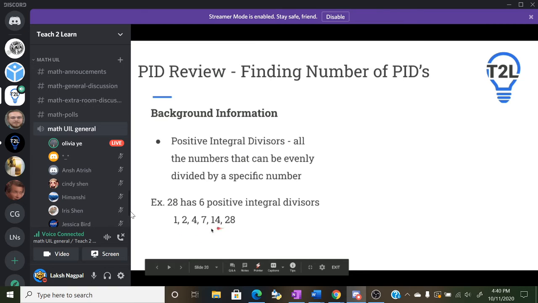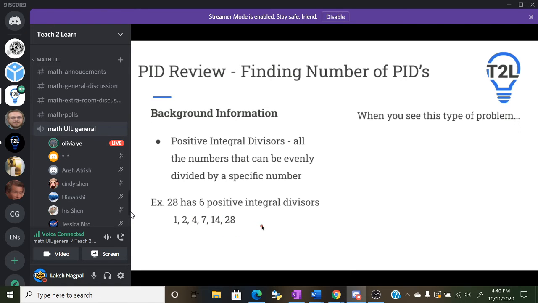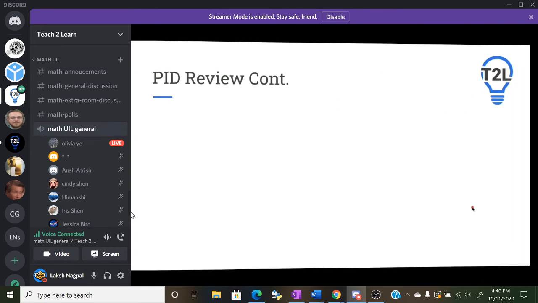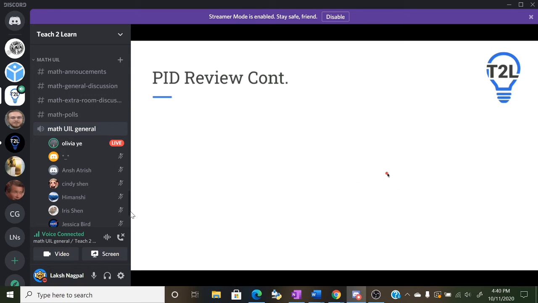1, 2, 4, 7, 14, and 28. We count 1 and the number itself too. And when you see this type of problem, there's a much easier way than having to count all the factors one by one. All you need to do is take the prime factorization of the number, and then you add 1 to each exponent, and multiply the added exponents together. So if that doesn't make sense, an example is probably going to.